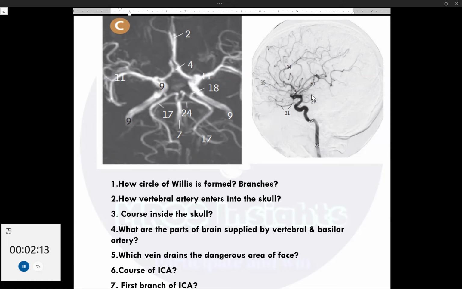Okay, and what is number 39? It's a branch of the internal carotid, the posterior communicating artery. Yes. So all of these arteries are basically branches of the internal carotid artery. So the ophthalmic artery, and this is the anterior cerebral, middle cerebral, and the posterior communicating artery.